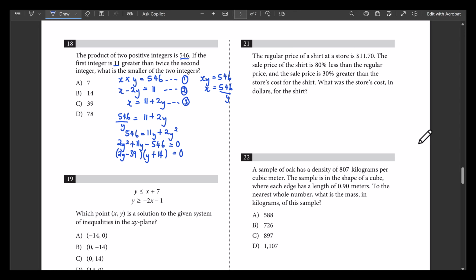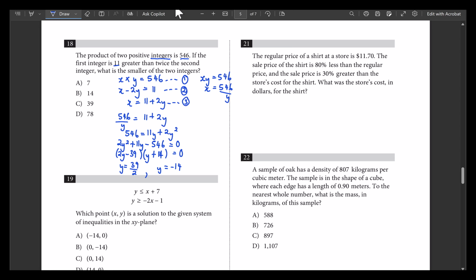Then we find our y value by saying 2y minus 39 is equal to 0. Hence our y is equal to 39 over 2, and our other y is equal to negative 14. I'm going to choose a positive value for y, but in this case we have y is equal to 39 over 2, of which we are told that these numbers are integers. 39 over 2 is not an integer. Hence I'm going to take y is equal to a positive 14, because y is equal to negative 14 is not a valid solution.